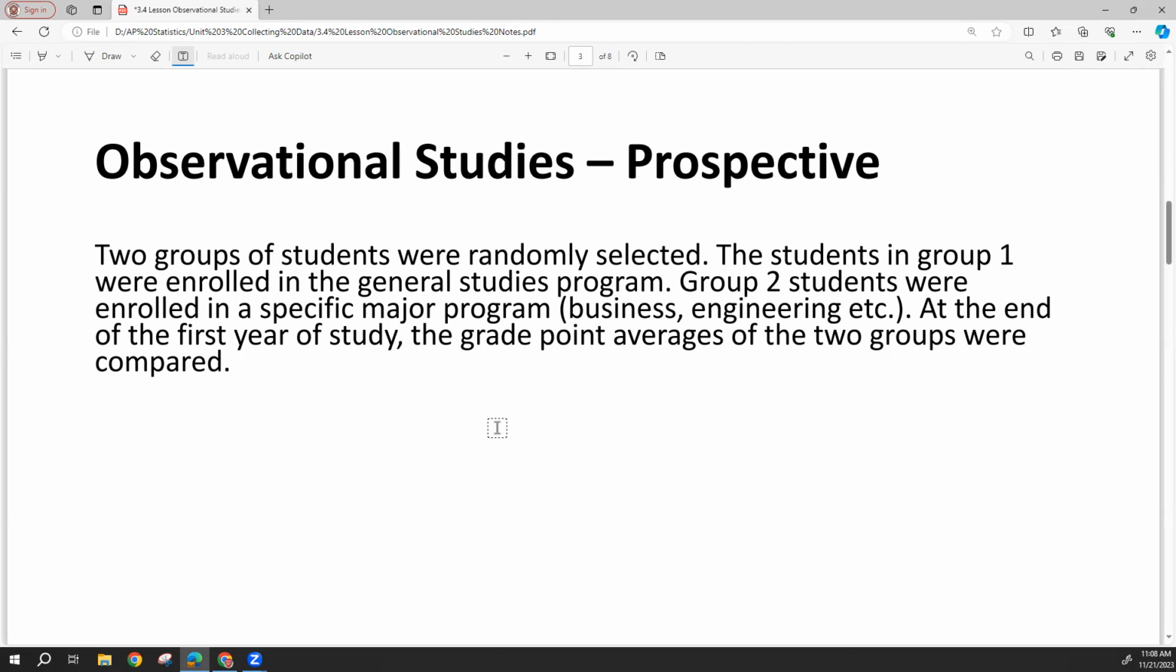So we're getting a stratified random sample of general studies majors and then specific majors. So they've chosen their enrollment. We haven't chosen it for them. That wouldn't be right. And so what we're doing is we're then comparing the GPAs of students who are enrolled in a general studies program and the GPAs of the randomly selected students who are enrolled in one of those specific major programs. And so this is prospective because we select the students we want to study, and then we observe their grade point averages as they go along in their first year.